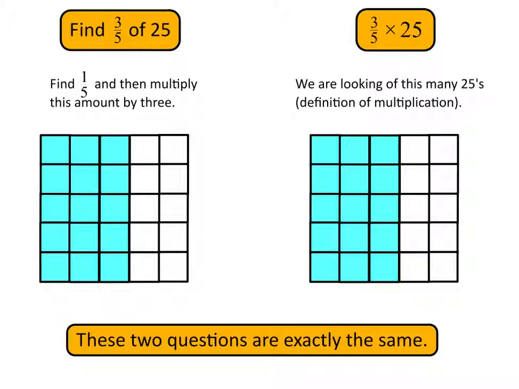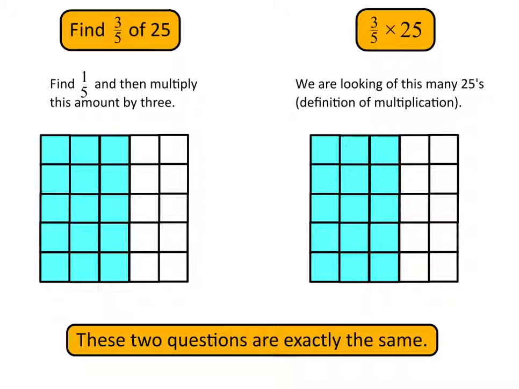Finding 3/5 of something, as we saw in the previous video, means dividing by 5 and finding 1/5, then multiplying by 3 to find 3/5. So you can see straight away from the diagram that this is going to be 15. Also, if we multiply, it's exactly the same again.